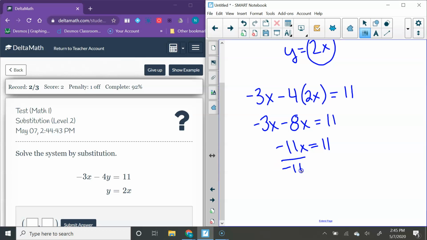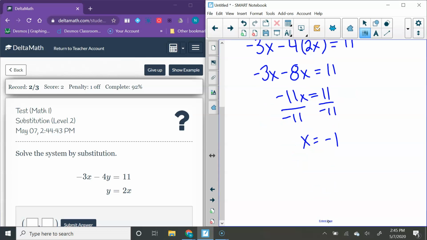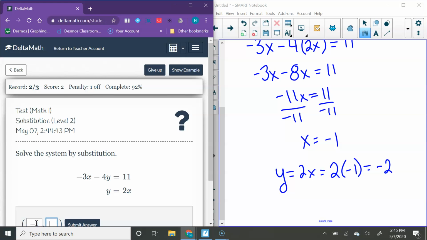We can divide both sides by negative 11. So x equals negative 1. And then we just have to plug that in. Y equals 2x. So that would be 2 times negative 1, which is negative 2. So we get negative 1, negative 2 for that answer.